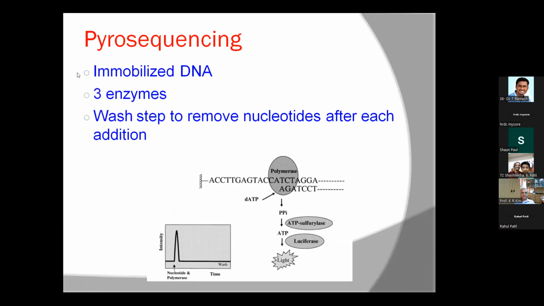So what is done? 3 steps. You immobilize the DNA, 3 enzymes are added, and then a wash step removes the nucleotides after each addition. So you have the polymerase which attaches, and the pyrophosphate is released, which is converted to ATP by sulfurylase, which is converted to light by the luciferase enzyme. So when there is incorporation, you get the light, and that is measured by a photomultiplier tube.